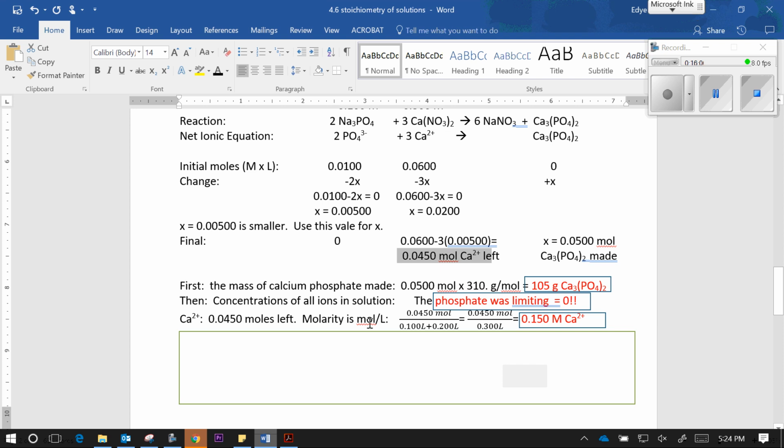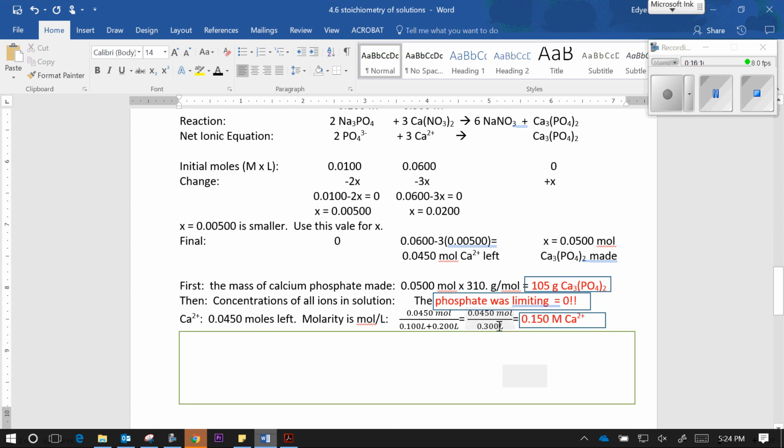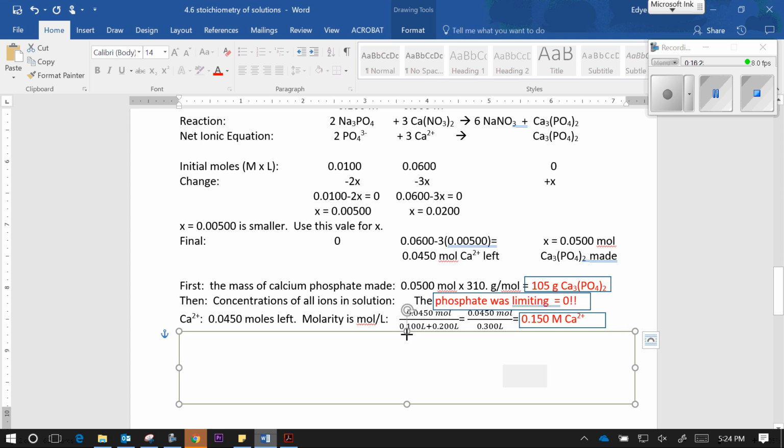And molarity is moles over liters, so I need to use my 0.045 moles of calcium that were left and divide it by my total of 0.3 liters, the 0.1 plus the 0.2, because I have 100 mL and 200 mL, which is 0.1 liters plus 0.2 liters. Divided by my 0.3 liters, I get 0.15 molar Ca2+ left. Now I'm going to hope I did the other two correctly.